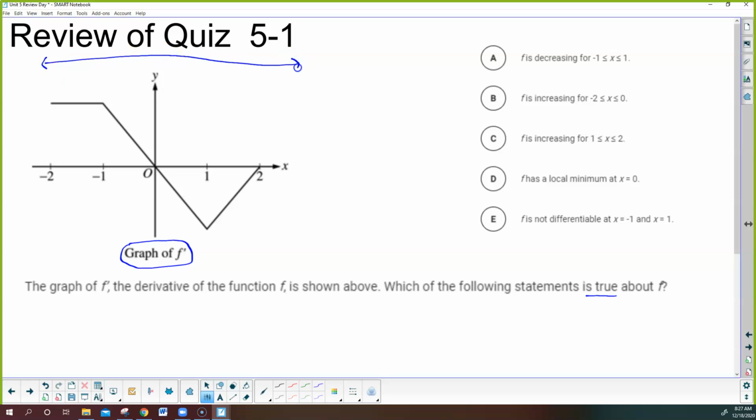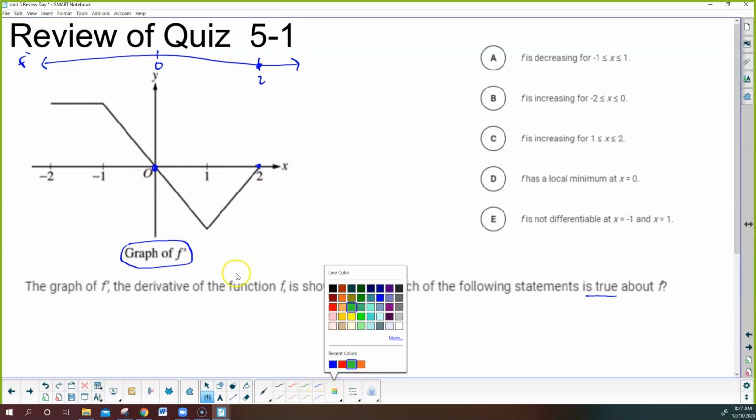I'm way more comfortable looking at sign charts. Now notice, this is the graph of f prime. We can quickly make a sign chart of it. Where is f prime equal to 0? Right here at 0, and then again at 2. Those are the spots where we cross the x-axis.